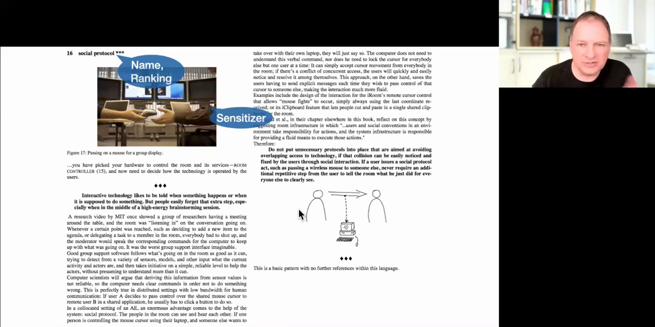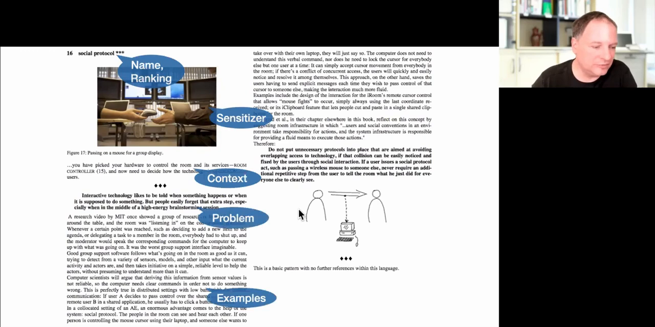It has a sensitizing image that shows an example of the system in use. It gives you context when this pattern should be applicable, like what things should you have thought about before you get to this question? Then it gives you a problem statement. It gives you examples of how this problem can be solved.